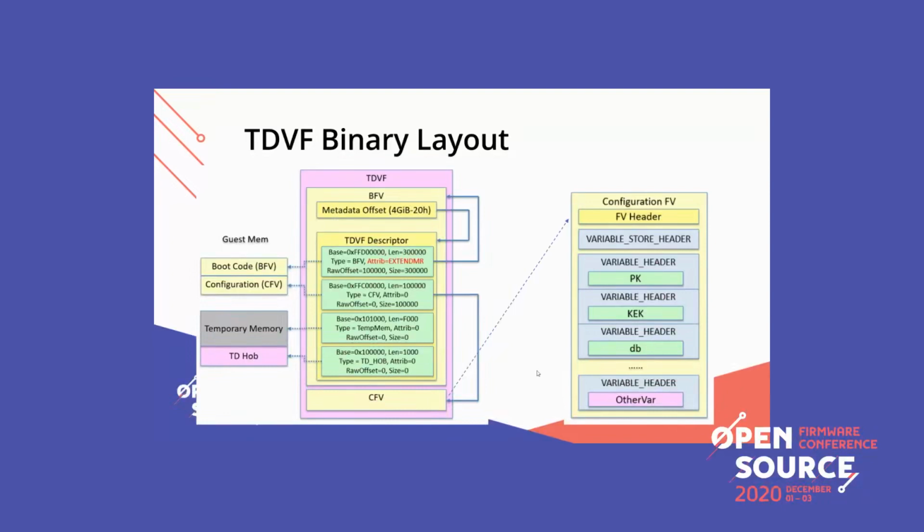The TDVF descriptor includes the binary information, such as where the BFV is, where the CFV is, where the temporary memory is, and where the TD HOB is. This information will be passed by the VMM when the VMM creates a TD HOB and loads the corresponding data to the TD. The CFV holds the provisioned UEFI variables, for example, the PK, KEK, DB, DBX, which will be used for UEFI secure boot.